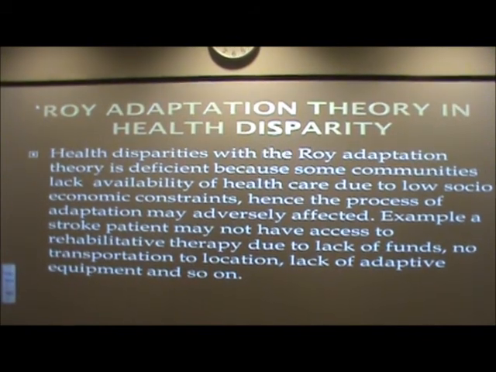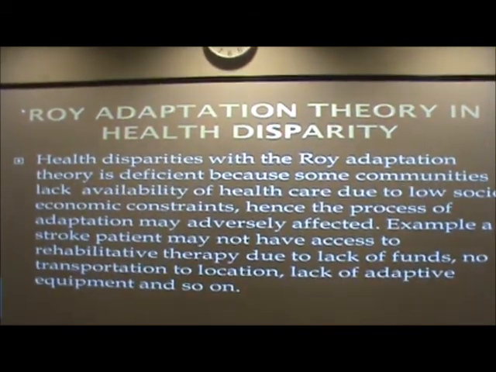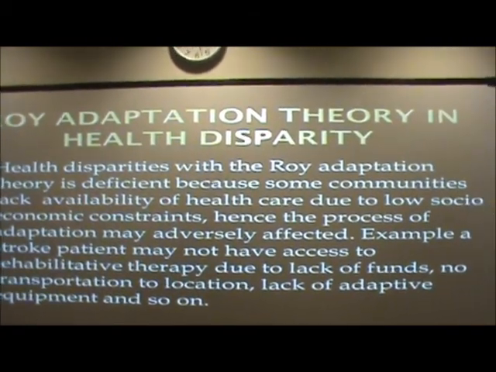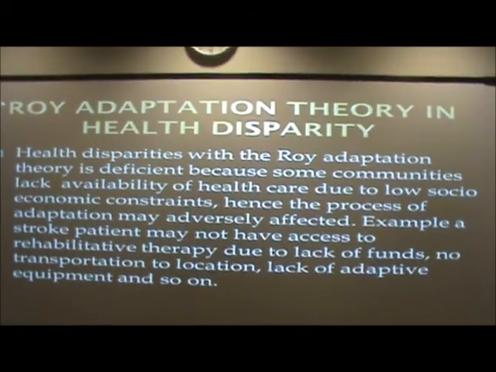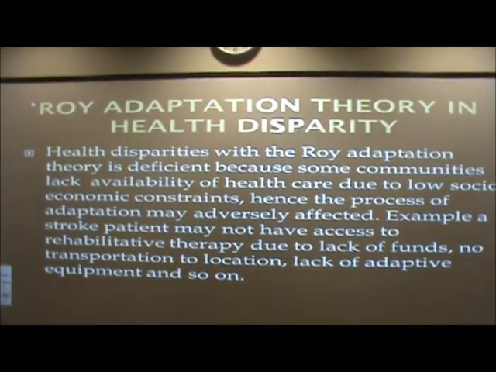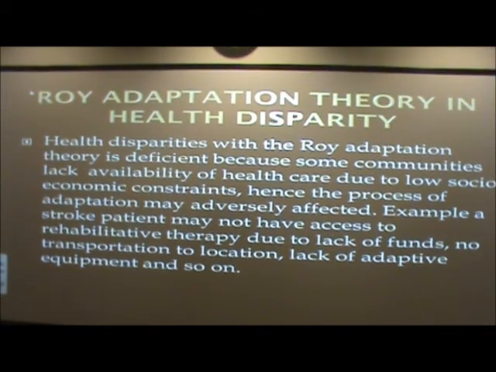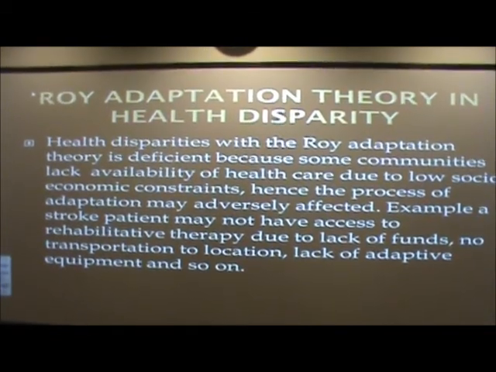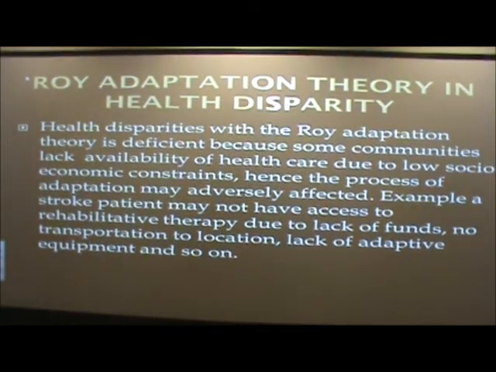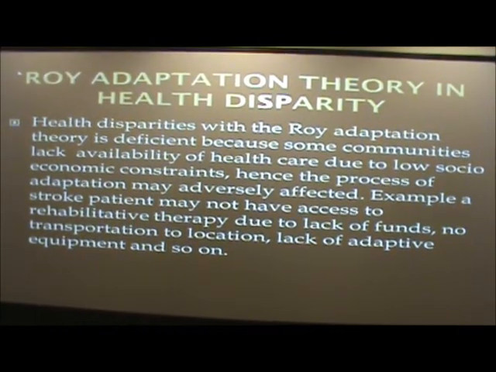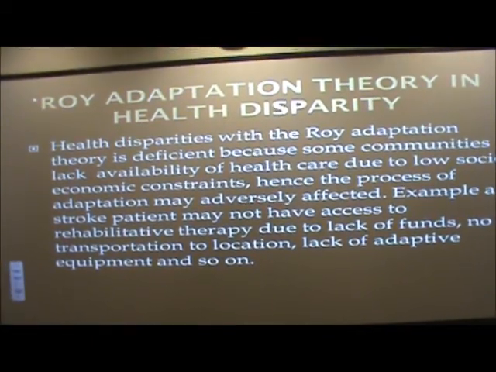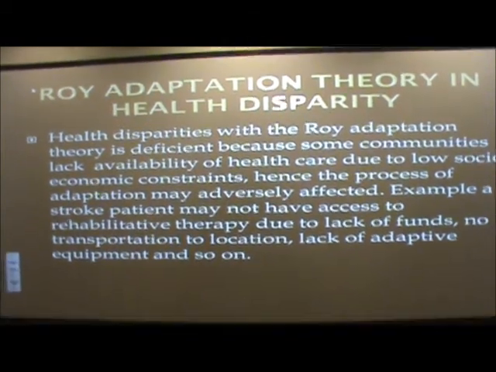Roy adaptation theory in health disparity. Health disparities with the Roy adaptation theory is deficient because some communities lack availability of healthcare due to low socioeconomic constraints. Hence, the process of adaptation may adversely be affected. For example, a stroke patient may not have access to rehabilitative therapy due to lack of funds, no transportation to the location, lack of adaptive equipment, and so on.